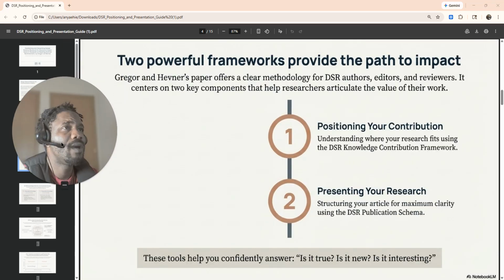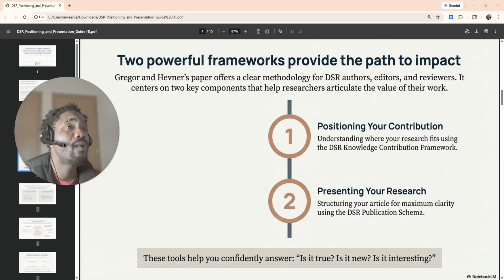And going to slide 4, now this paper introduces two powerful frameworks. This is the meat of the paper. First of all, how do you position your contribution? How you position your contribution matters. What kind of contribution are you making? Where does your contribution stand? What kind of contribution do I even need to produce? So this is very important.